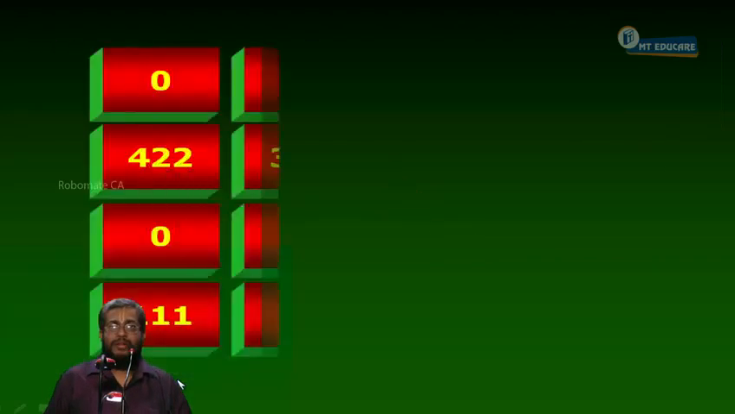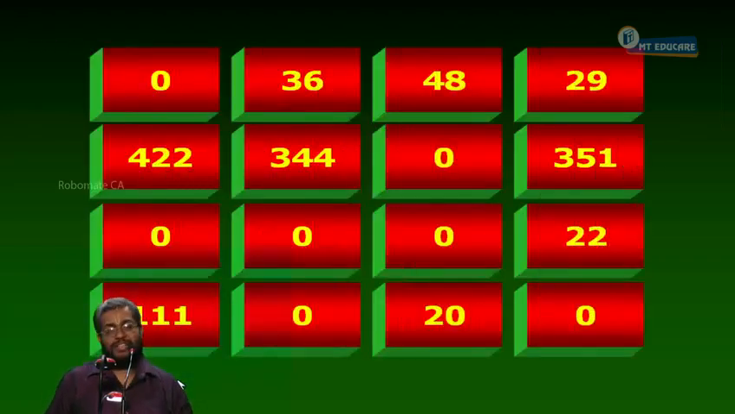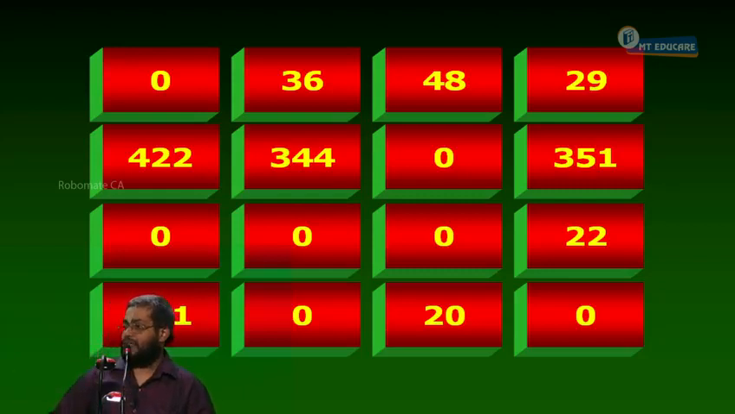Now step number 11, assignment. The matrix: 0, 36, 48, 29; 4, 22, 344, 0, 351; 0, 0, 0, 22; 111, 0, 20, 0. Now, can we start or not?